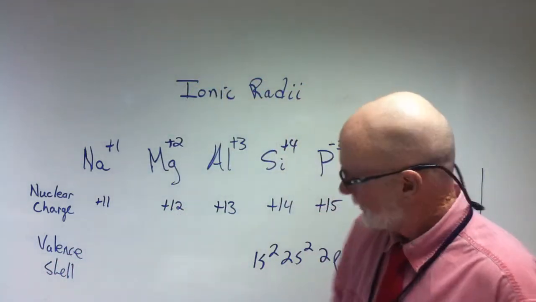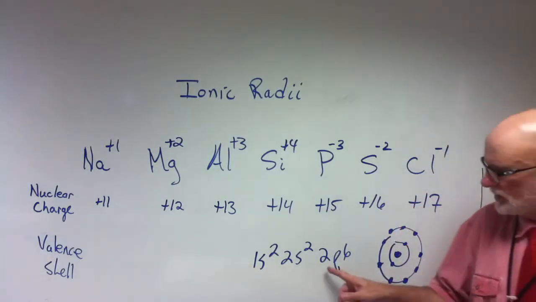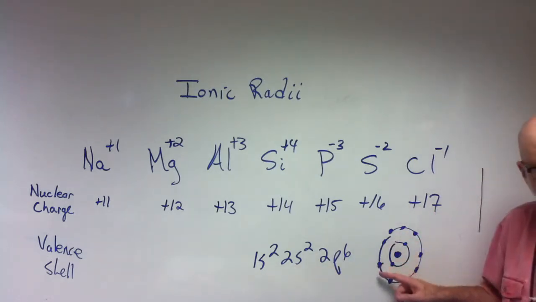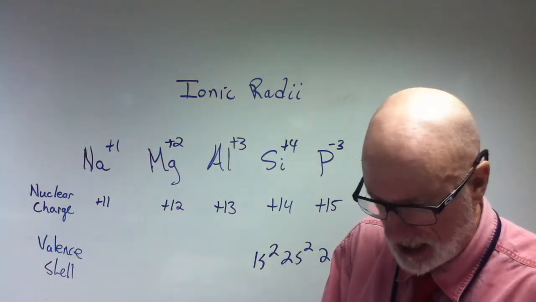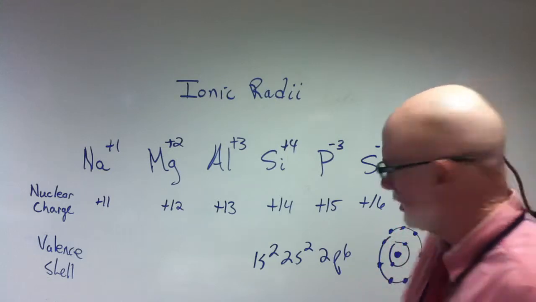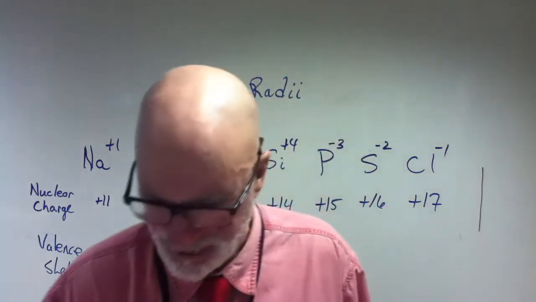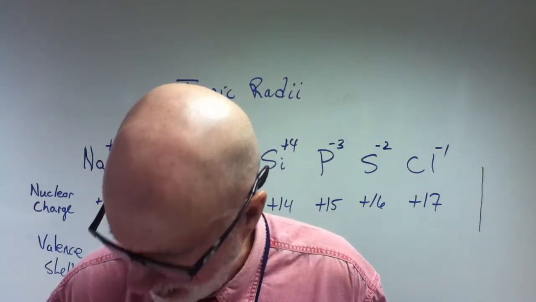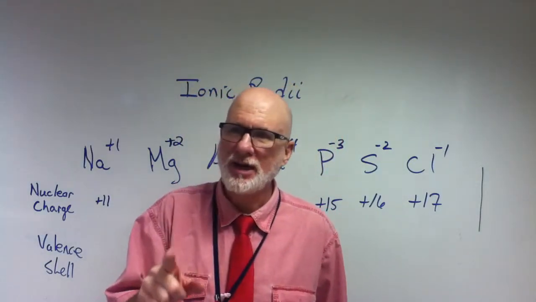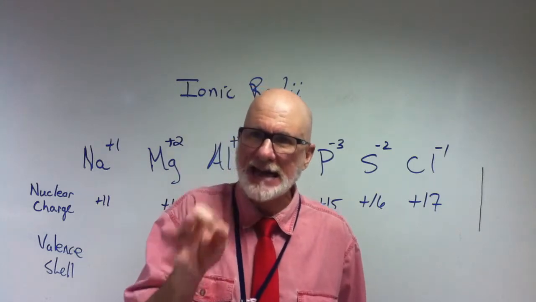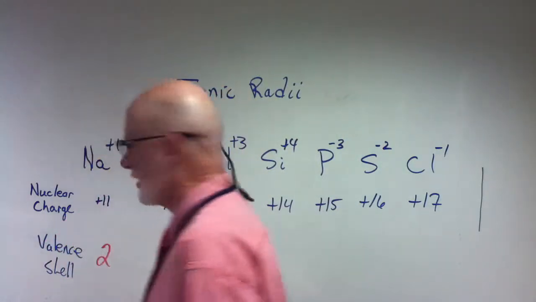Okay. So neon. What's the valence shell for neon? The second one, the outer shell. Isn't that correct? Yes or no? Yes. So we want to know what's the valence shell for sodium after it bonds. What's the valence shell for the sodium ion? Anybody? 2. Excellent, Mohammed. Valence shell of 2. Yes.